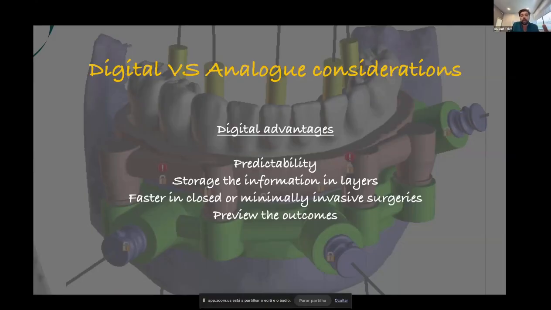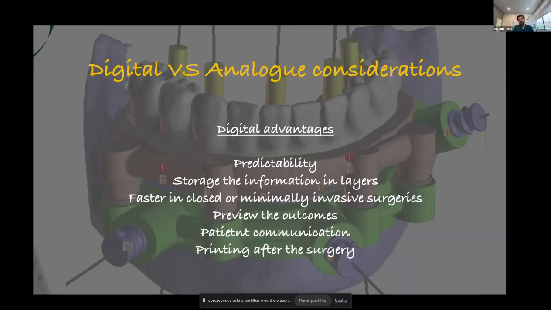You can better preview the outcomes, and that leads to better patient communication as well. And you can print after the surgery, which makes it a much cleaner environment, a much cleaner surgery. Your patient can rest and have that moment for herself after the surgery while you're printing. It doesn't take all that long, and the surgery becomes a much better experience for your patient.